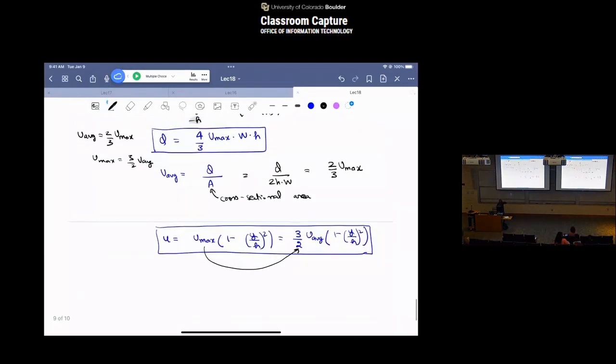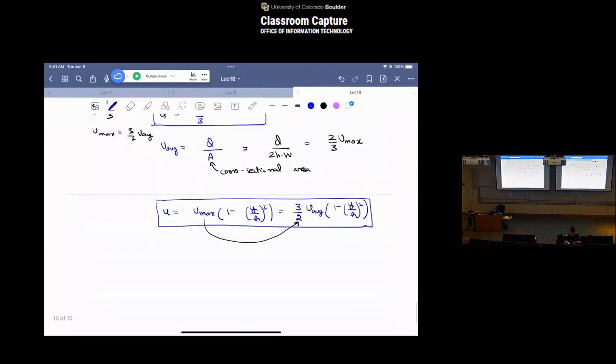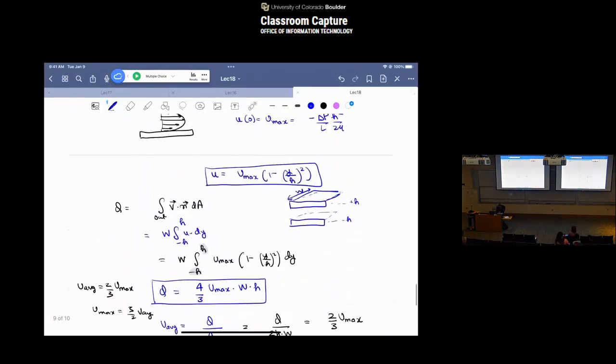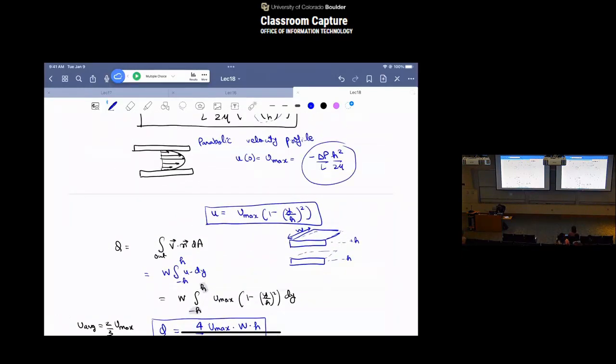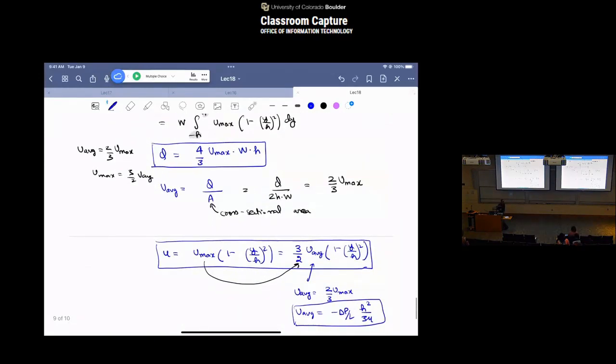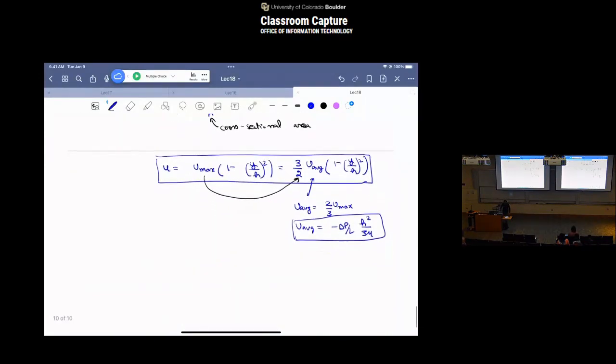Make sense? Okay. Another way, by the way, just to clarify, you can also calculate u average as 2/3 u max, and that comes out to be minus delta p by L, h square by 3 mu instead of 2 mu. Okay? Because u max was minus delta p by L, h square by 2 mu. So it's just 3 mu in the denominator. Another way, okay?